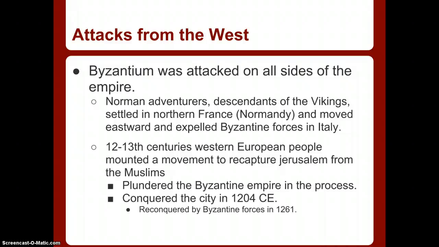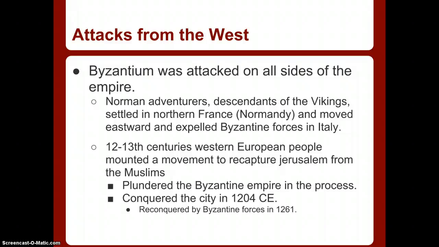Now, Byzantium was attacked on all sides of the empire. We're going to focus here first on what came from the west, and then we're going to look at how it was attacked on the east. So from the west, these Germanic tribes, as they started to become a little more consistent and grouped together, were able to unify their forces and become a pretty formidable force.